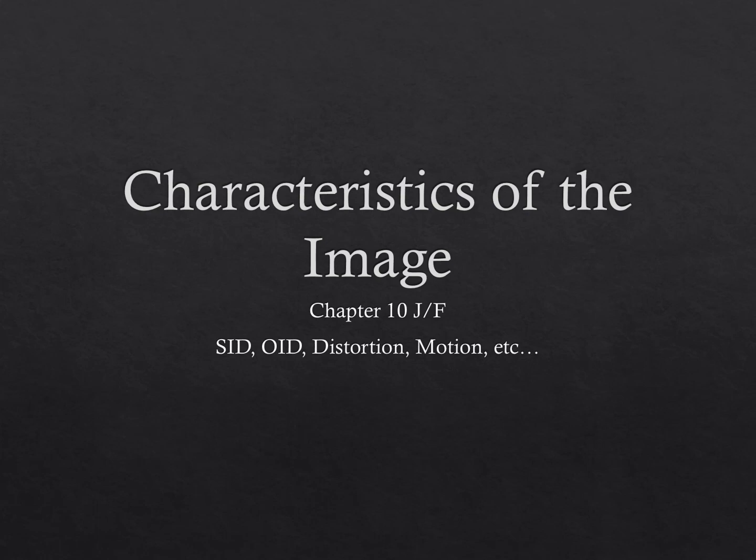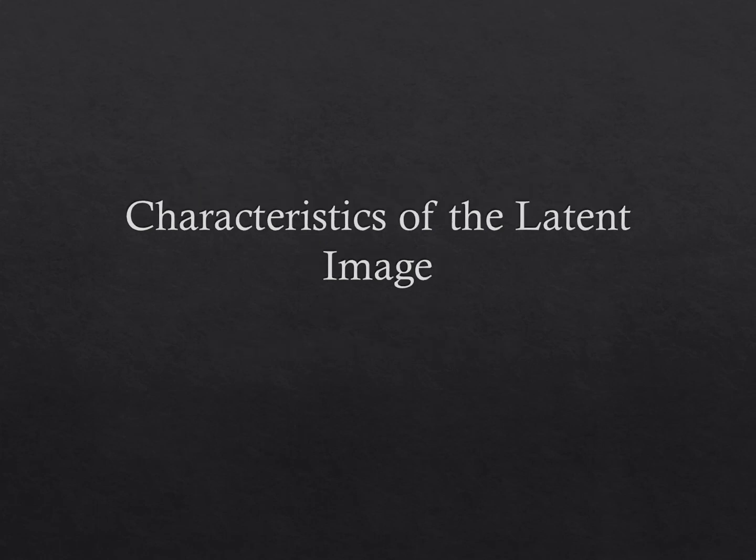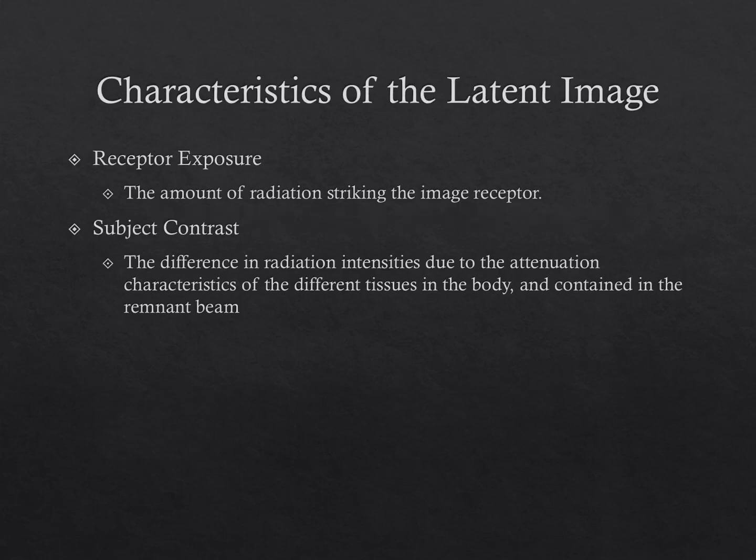So let's break this down even further. We're going to talk about some characteristics of each of those types of images. The first set we're going to look at is the characteristics of the latent image. So we have two: receptor exposure and subject contrast. The receptor exposure is simply the amount of radiation that strikes the image receptor. And then subject contrast, again, we've talked about this some, is the difference in radiation intensities due to the attenuation characteristics of the different tissues in the body and contained in the remnant beam.